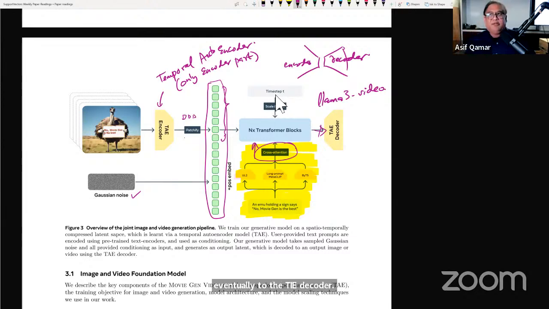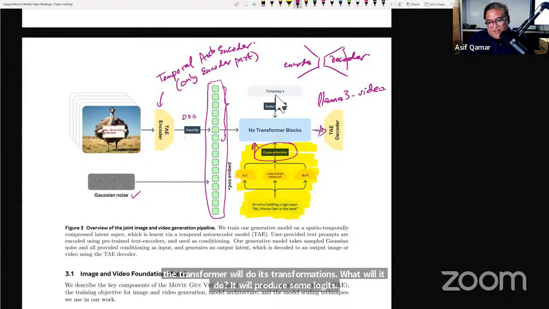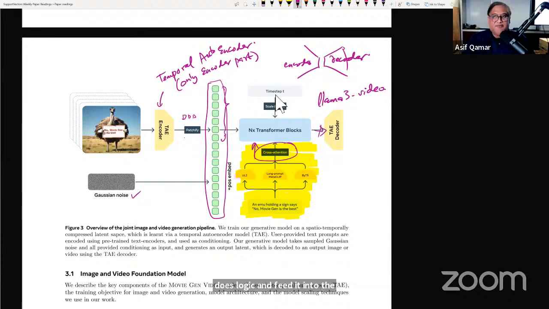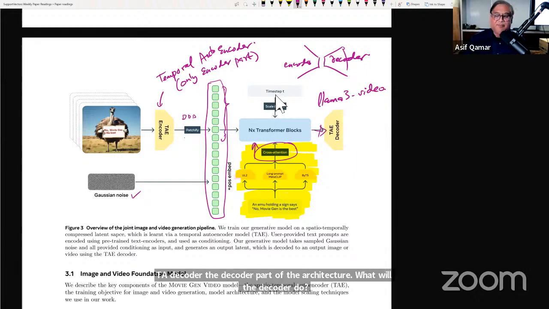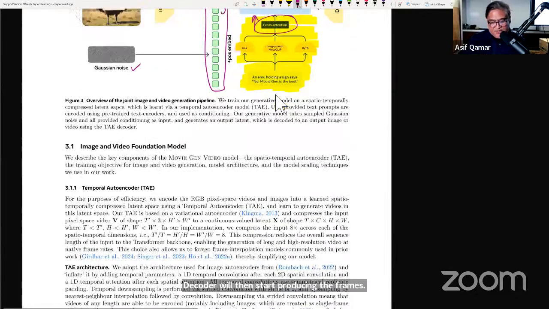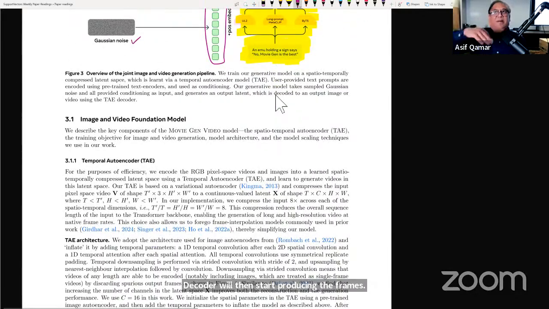What will it do? It will produce some logits. Those logits you can feed into the TAE decoder, the decoder part of the architecture. What will the decoder do? The decoder will then start producing the frames. But those frames will not be high resolution, so you need to upscale them a little bit, right? Now there are certain computational aspects in this paper that they go over.